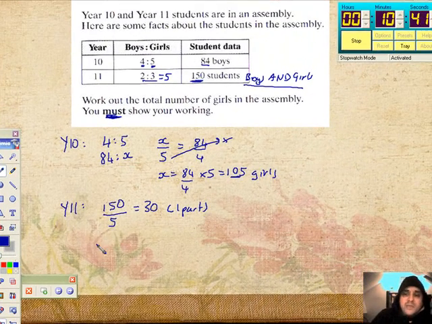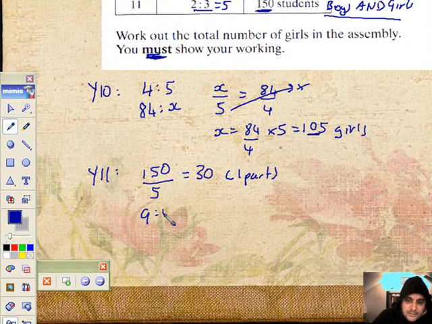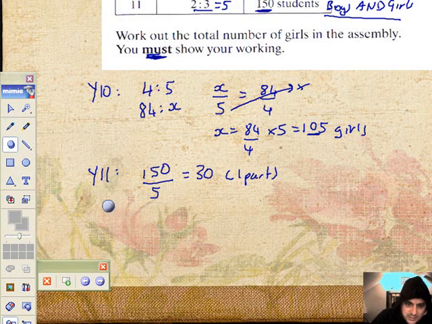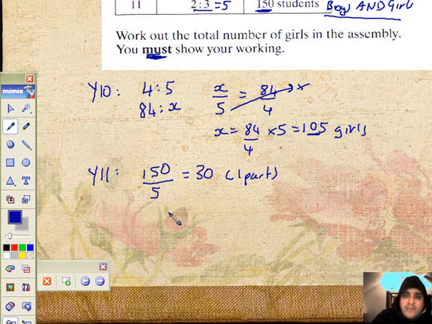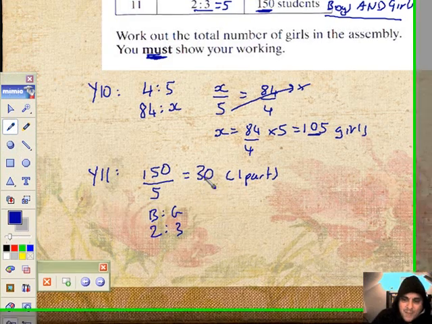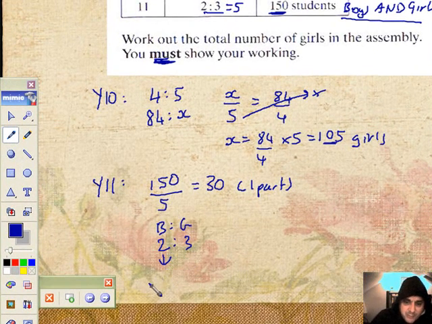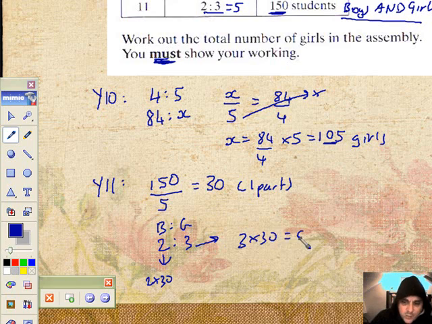Sorry, let's rub that out, I'm going too quickly. They've quoted it in terms of boys to girls. So boys to girls is 2 to 3. Now, one part is 30. Boys would be 2 lots of 30. I'm not really interested in that. We want the girls according to the question. So I'm going to do the girls now. I've got 3 lots of 30, which is 90 girls in Year 11.